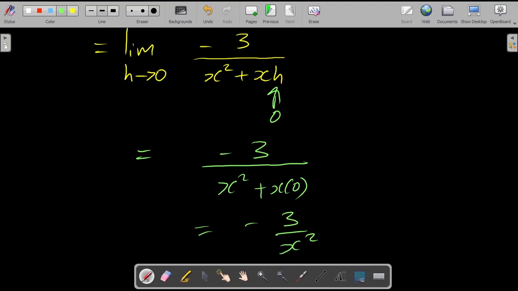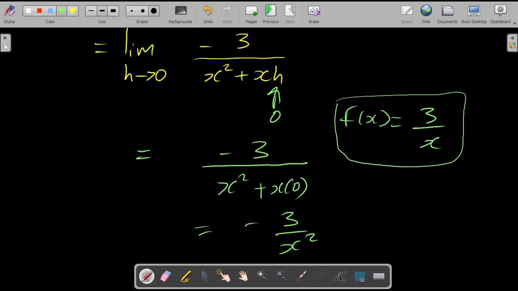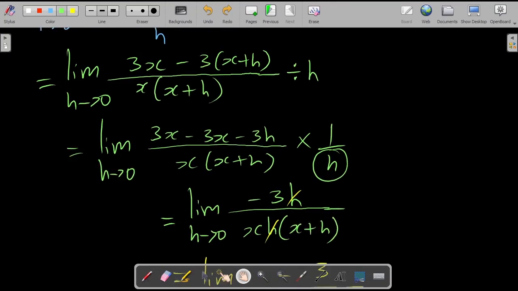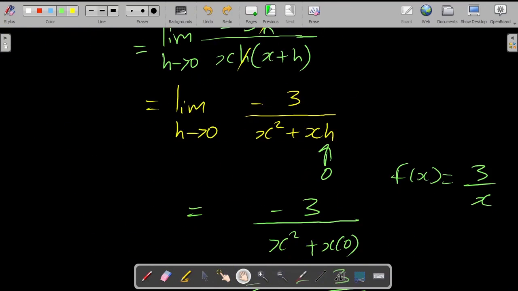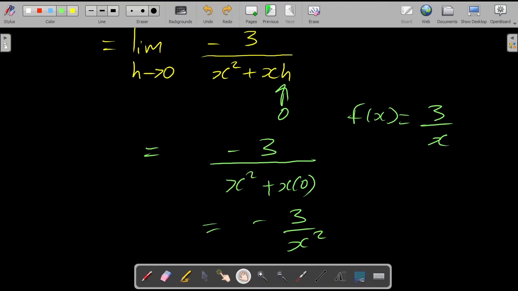And that is the derivative of f of x equals 3 divided by x, or 3 over x, from first principles. So this is your answer. And the steps that I showed here are basically the steps that you'd follow to find your answer. In the next video, I'll be talking about rules of differentiation, which basically simplify the whole process of finding the derivative of a function. But for now, this was finding the derivative from first principles.